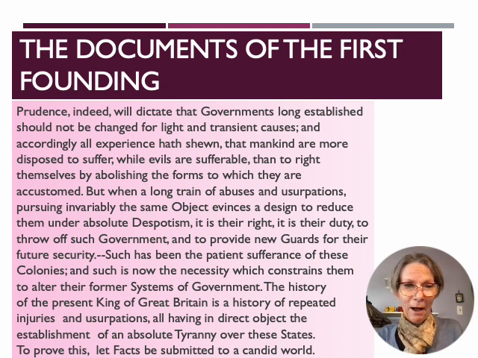The history of the present King of Great Britain is a history of repeated injuries and usurpations, all having in direct object the establishment of an absolute tyranny over these states. To prove this, let facts be submitted to a candid world.